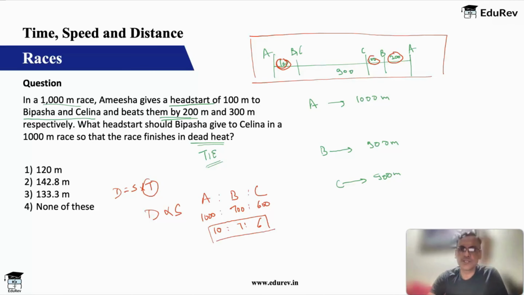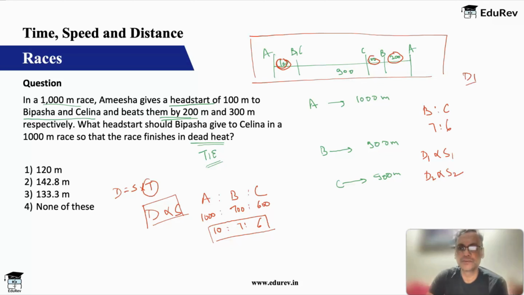Okay. So A, I'm not concerned. I'm concerned with B:C. So B:C, the ratio of their speeds is 7:6. Now you know that from here distance is directly proportional to speed. So D1 is proportional to S1 and D2 is proportional to S2, or D1 by D2 is proportional to S1 by S2, right?